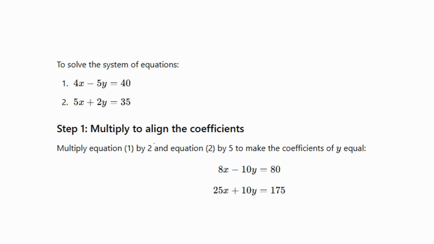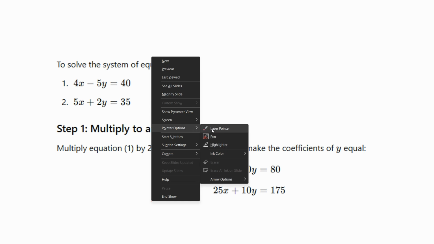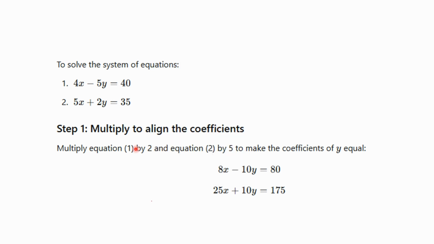Now, here's another way to solve it. I always give you options because there are optional ways to do it. You can multiply to try to align the coefficients. In this case, what they did is multiply equation 1 by 2 and equation 2 by 5 to make the coefficients of y equal. Then you can actually add the equations. Now I'm going to show you that here. This is possibly one of the better ways to do it.